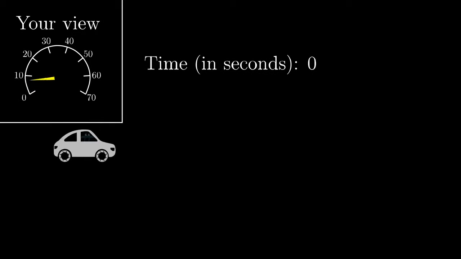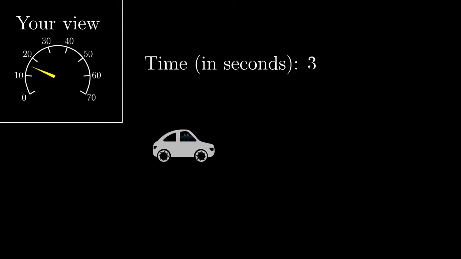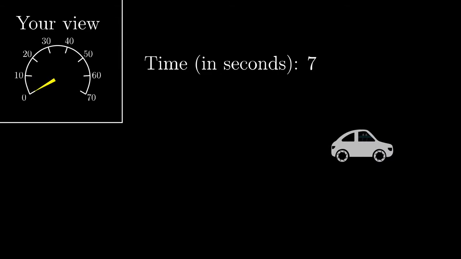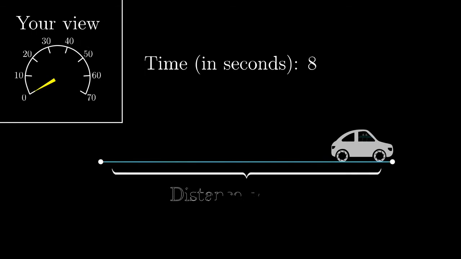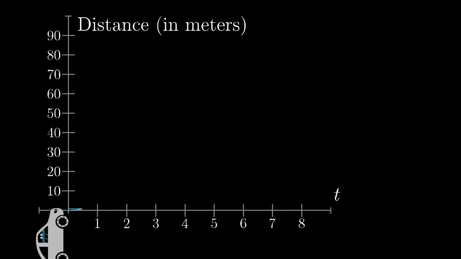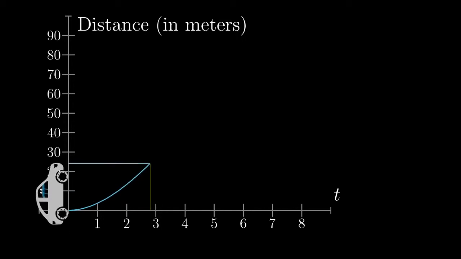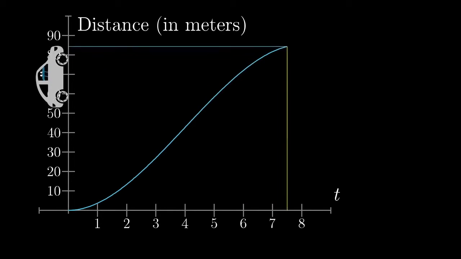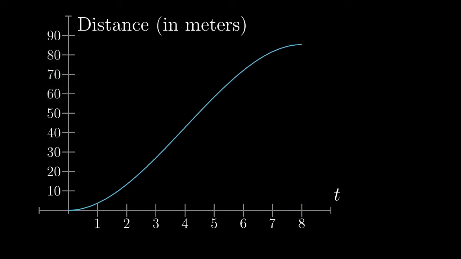Imagine that you're sitting in a car, and you can't see out the window. All you see is the speedometer. At some point, the car starts moving, speeds up, and then slows back down to a stop, all over the course of 8 seconds. The question is, is there a nice way to figure out how far you've traveled during that time based only on your view of the speedometer? Or better yet, can you find a distance function, s of t, that tells you how far you've traveled after a given amount of time, t, somewhere between 0 and 8 seconds?